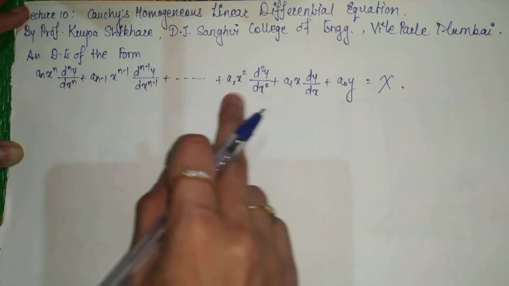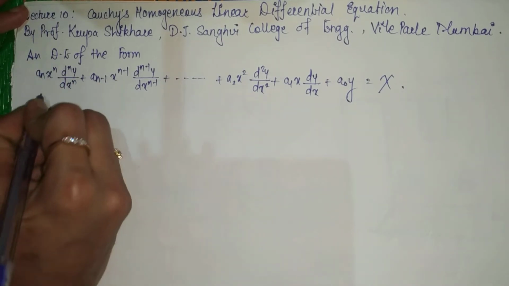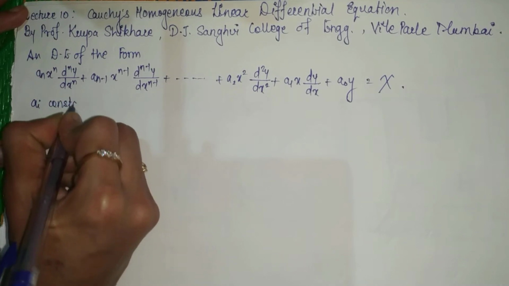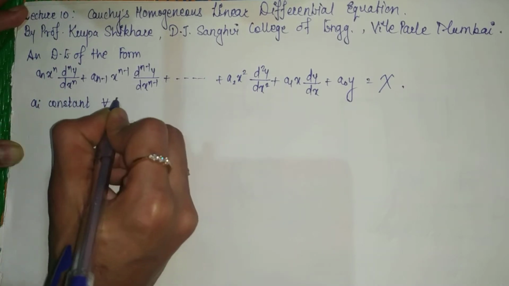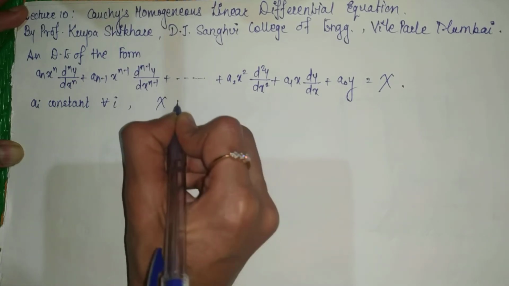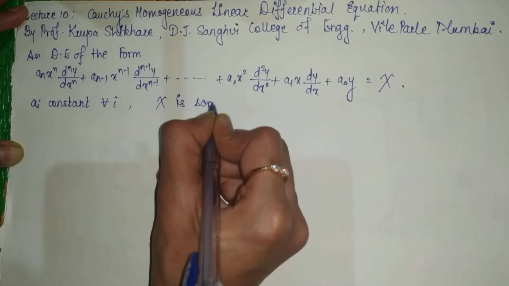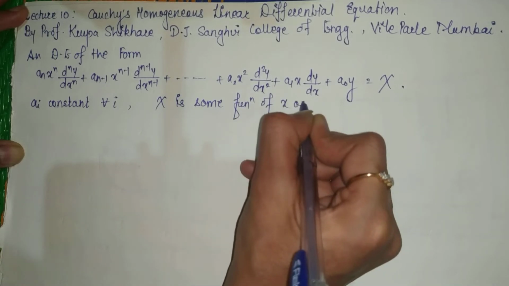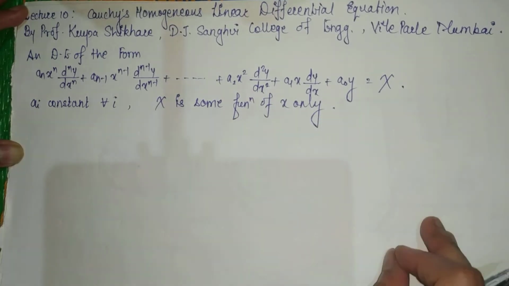Where this a_0, a_1 till a_n are the usual notation, so we can say a_i is constant for all i, and X is some function of x only. So this is our usual notation.